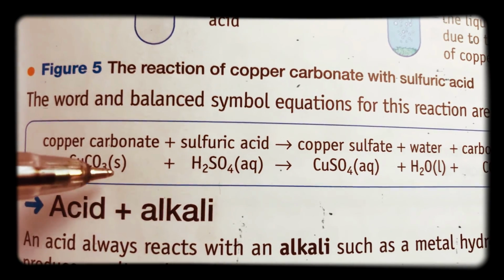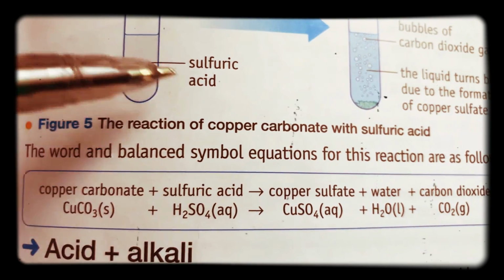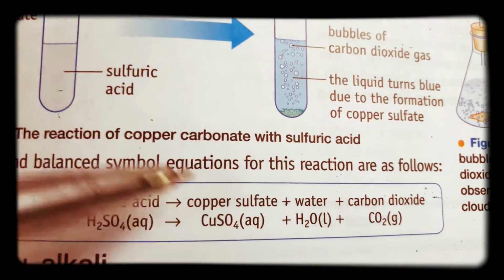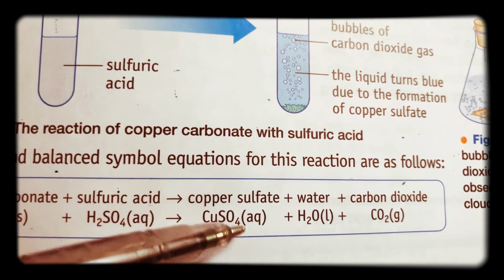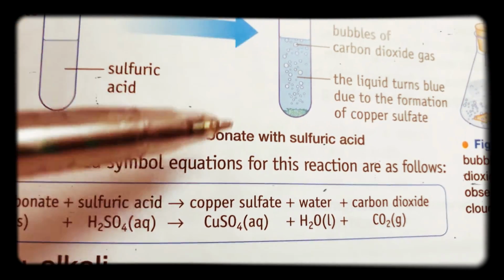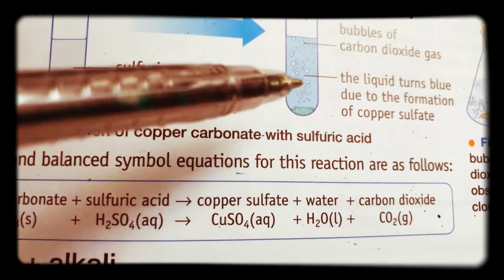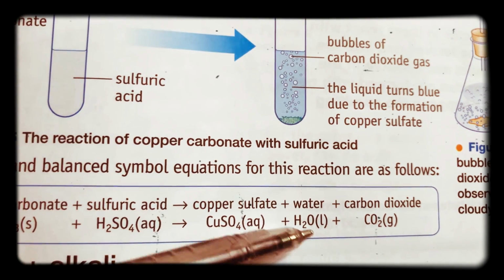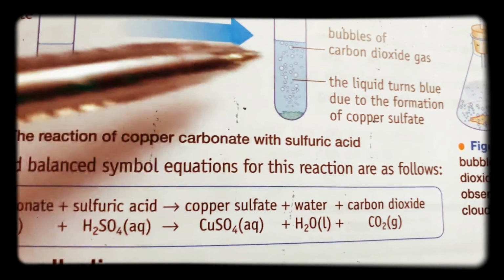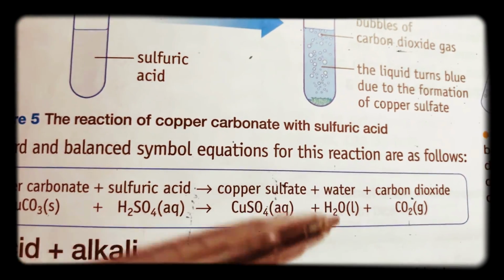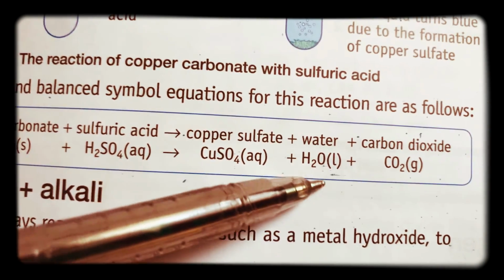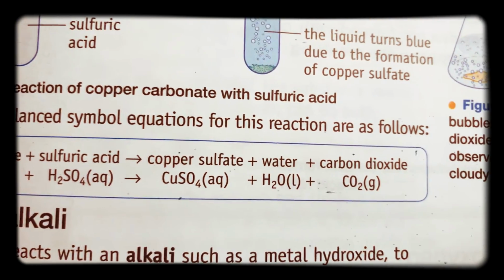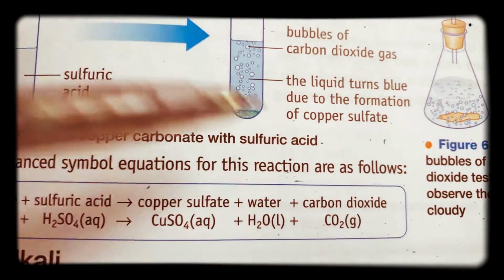So copper carbonate, which is a solid, plus an aqueous solution of sulfuric acid, so it's sulfuric acid dissolved in water, okay? And then you've got it reacting to form, so you've got the arrow, copper sulfate, which is in this solution, water, which remains in the solution as well, and when we say water is in the solution, water is actually a liquid because it's water in a solution of water. So we always say that water in a symbol equation is a liquid, okay? And the final thing is the gas of carbon dioxide that comes off.